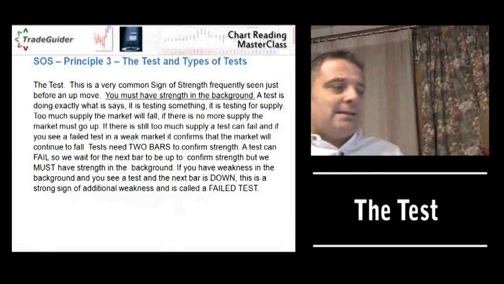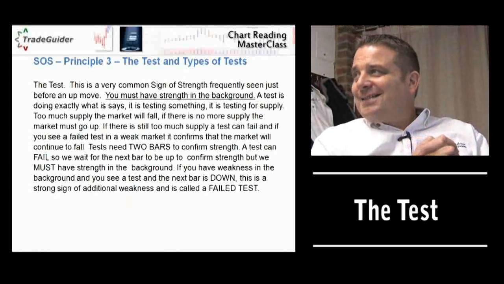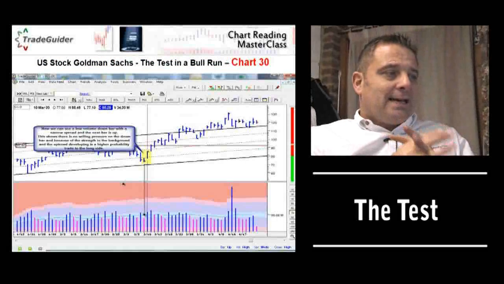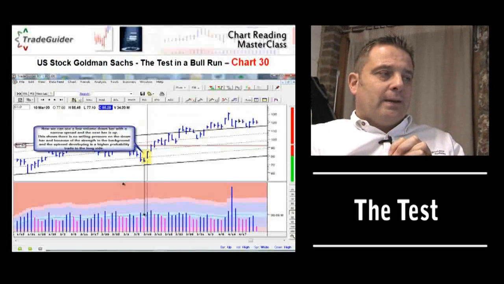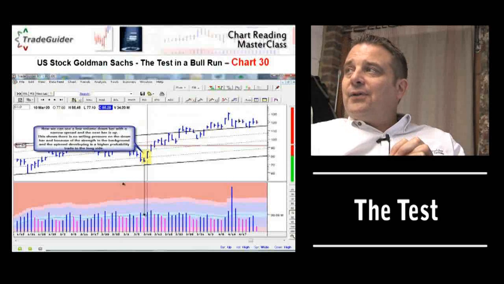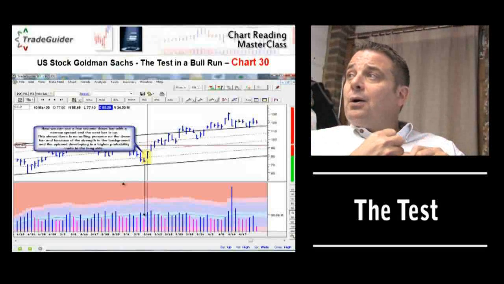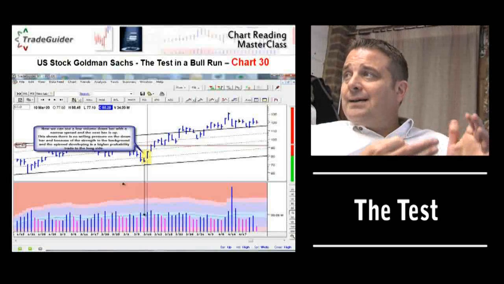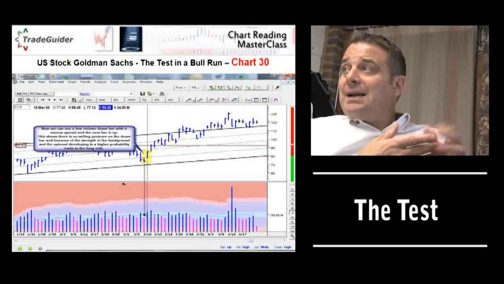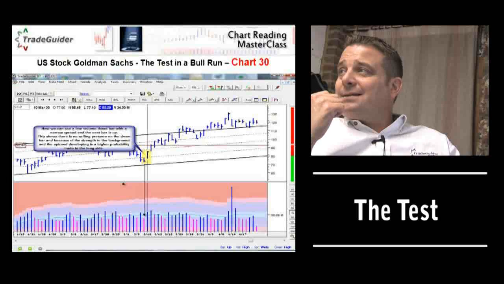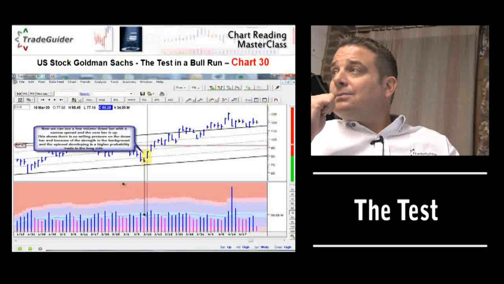Right, Philip. This is what everybody's been waiting for. The test. Now, the test is most powerful in an uptrend. However, we have different types of tests, and in fact we have signals in Trade Guide that say no supply, test in a rising market, and test. And a basic test. Yes. There's 4 tests.